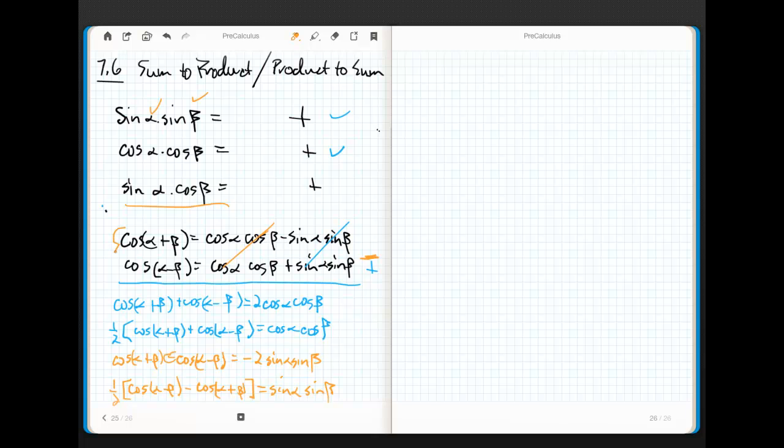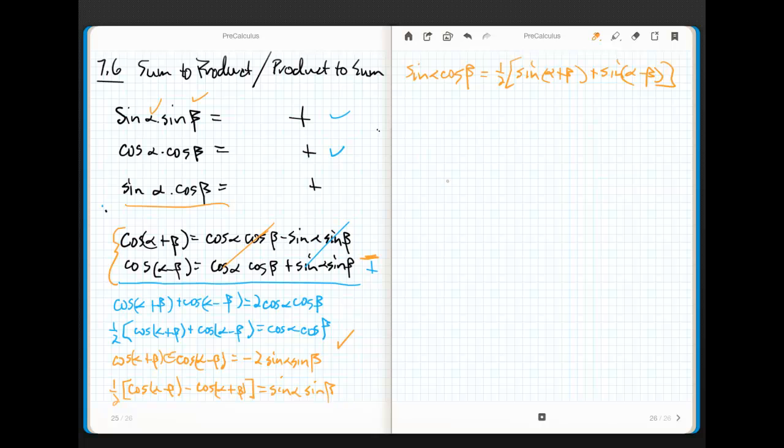If instead of using these two formulas, you use the sine of alpha plus beta and the sine of alpha minus beta, guess what you get? You're going to end up with the last formula, which is just sine alpha cos beta. And this guy ends up being 1/2 times sine of alpha plus beta plus sine of alpha minus beta. I don't want to bore you with going through this, basically the exact same algebraic details, just using a different formula. Okay, so that is product to sum.